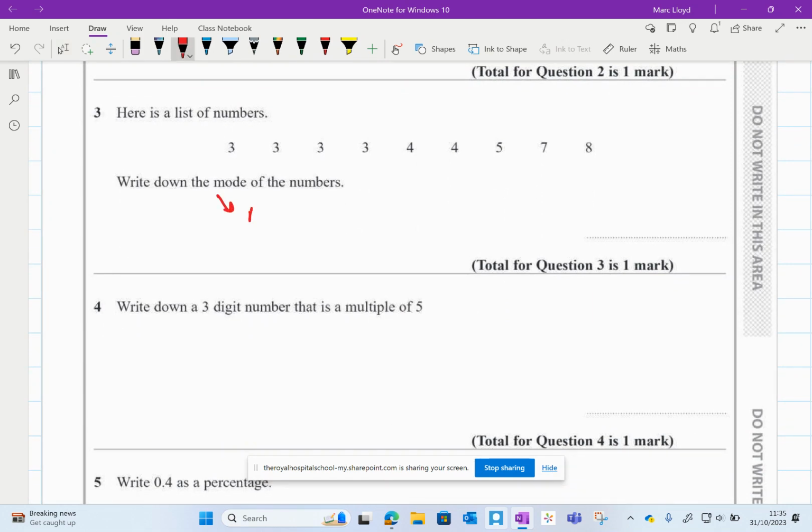Okay, a list of numbers. Write down the mode. The mode is the most frequent, and there's four 3s there, which means that 3 is the value that is the most frequent.